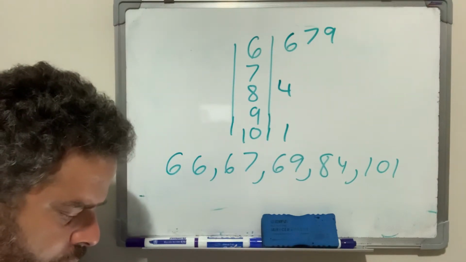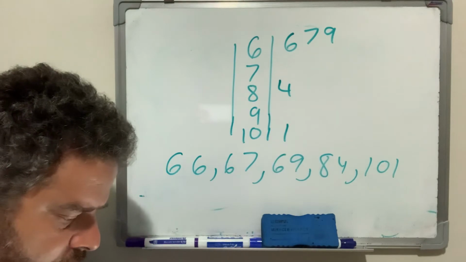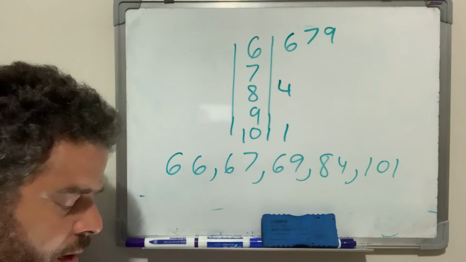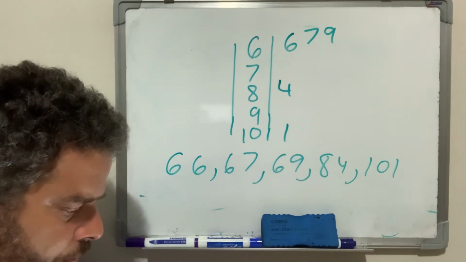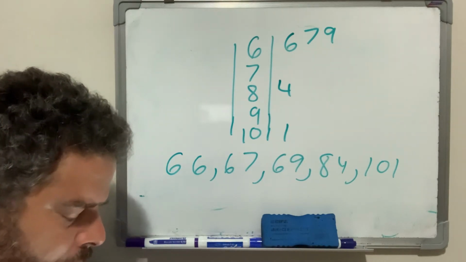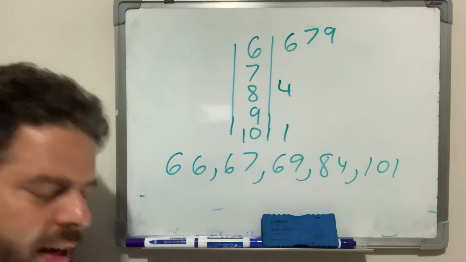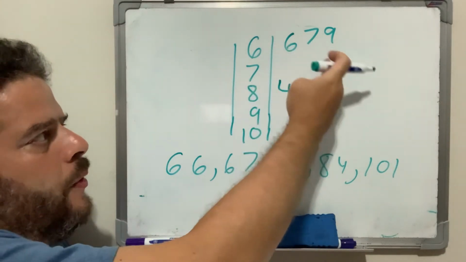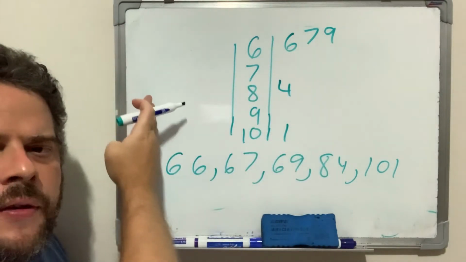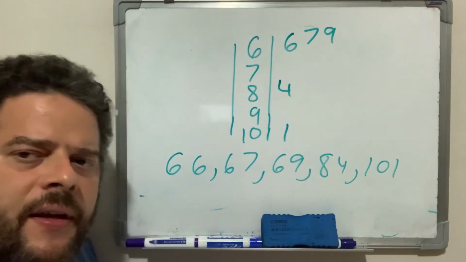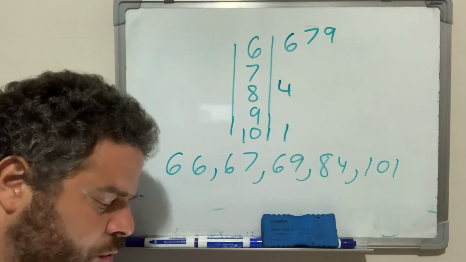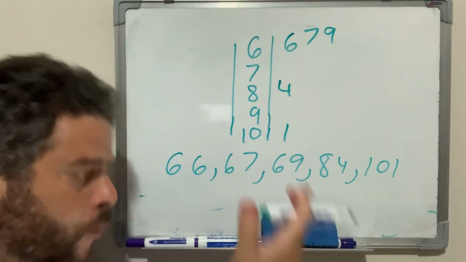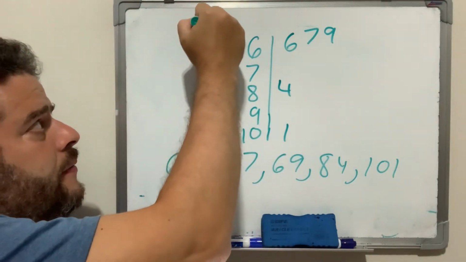Now, if you go to page 103, you'll see what's called a back-to-back stemplot, which has information both on the right-hand side and on the left-hand side. The example we're seeing is a very good example that shows you the heart rate, or the pulse per minute, resting on the left-hand side.